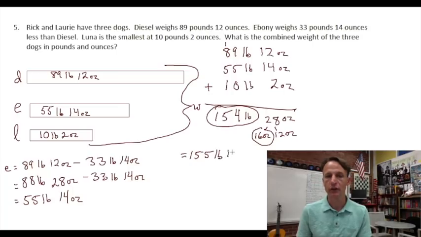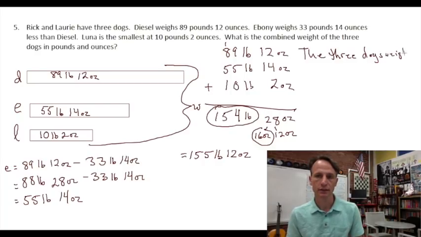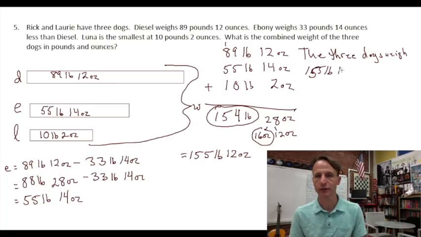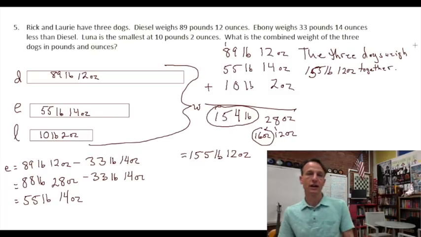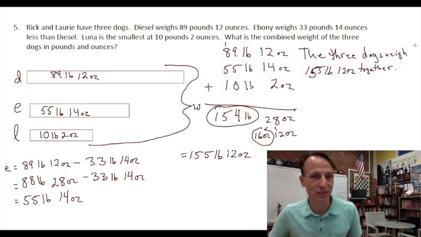155 pounds, 12 ounces. So the 3 dogs weigh 155 pounds, 12 ounces together. Woo, that's a whole lot of dog. And guess what? That's a whole lot of homework that you are now done with. Congratulations, and I'll see you again next time.